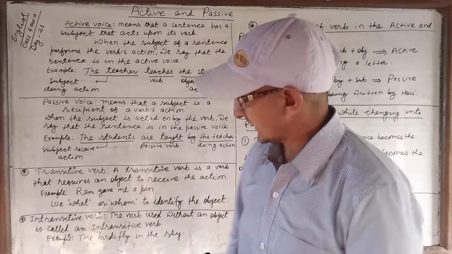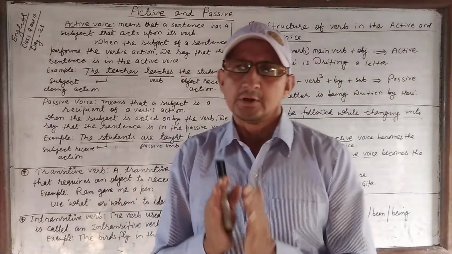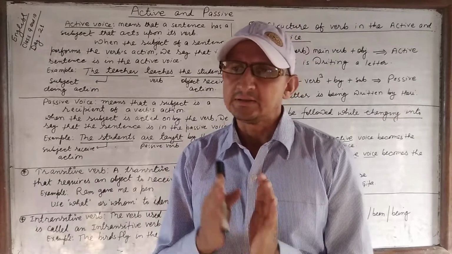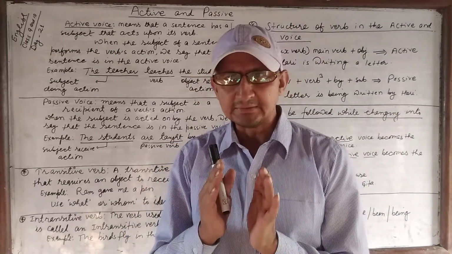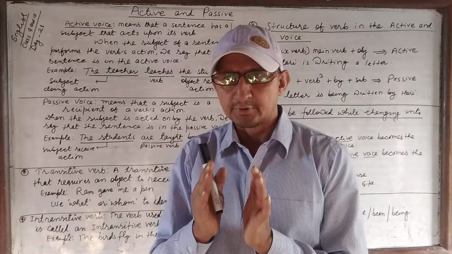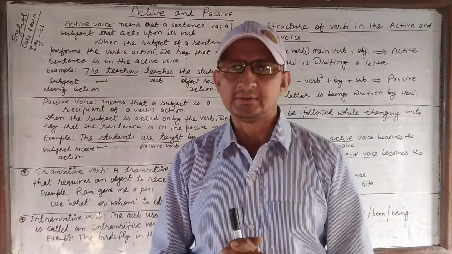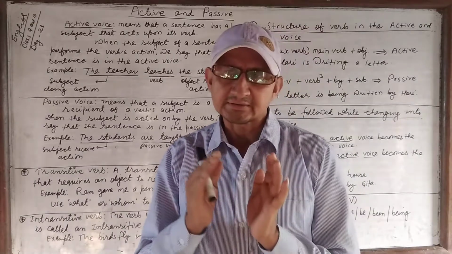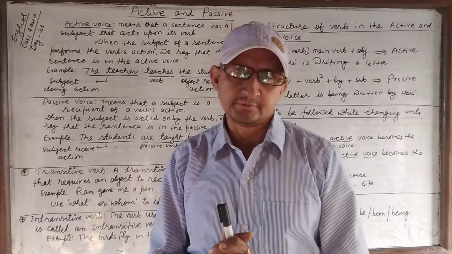Next is intransitive verb. The verb used without an object is called an intransitive verb. Intransitive verb can be expressed in active form only. It can't transform to passive form.